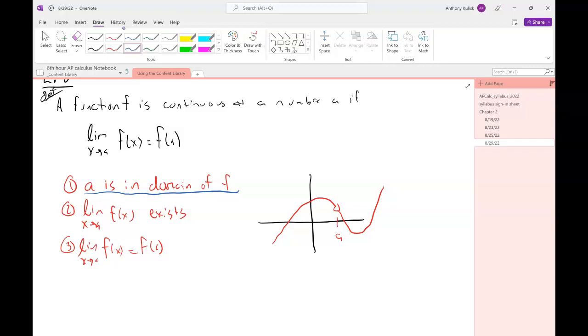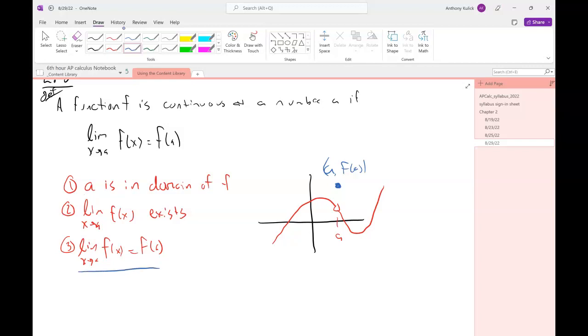A is not in the domain of F because F is undefined at A. Everybody agree with that? Okay, Mr. Kulik, well, I'll fix that. If I just put that point there, so this is my A, comma, F of A. Now is it continuous at A? Well, look at the picture. Still not, right? What's the problem here?